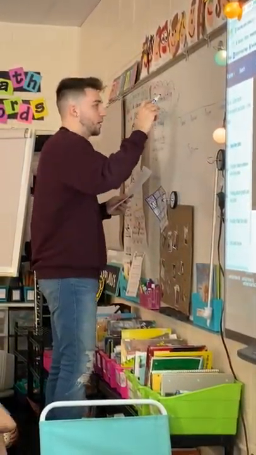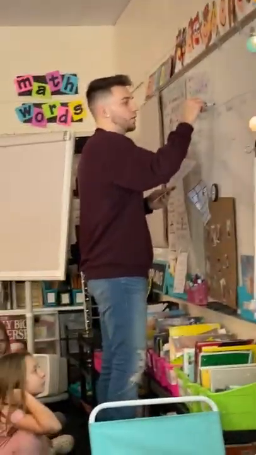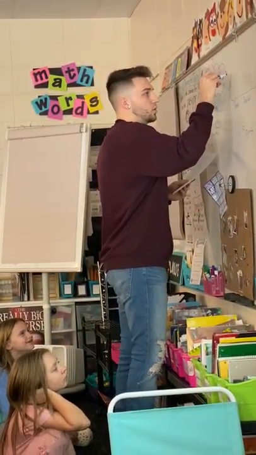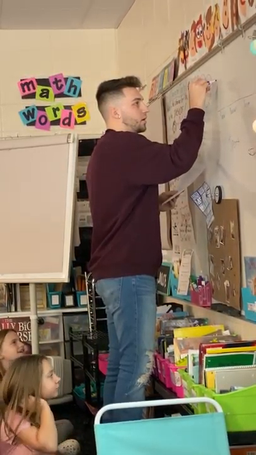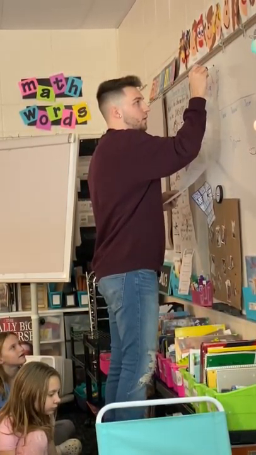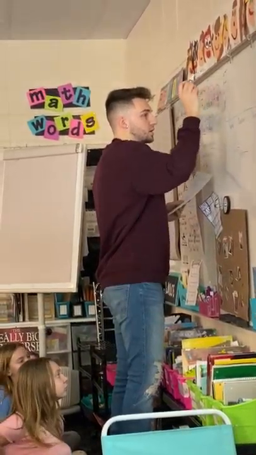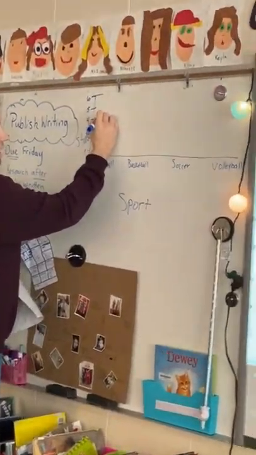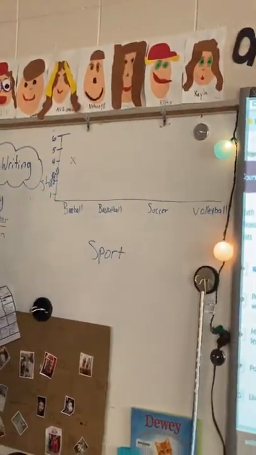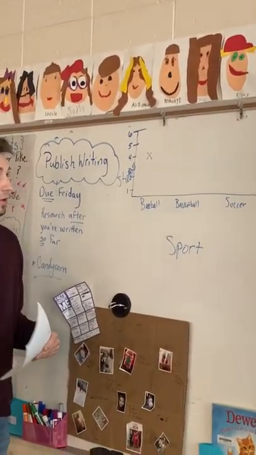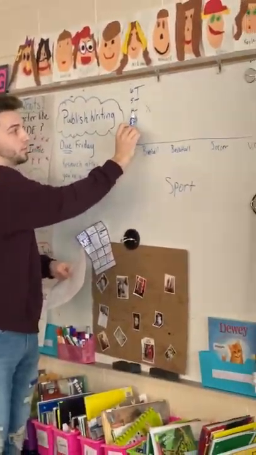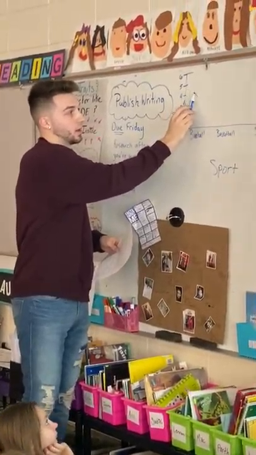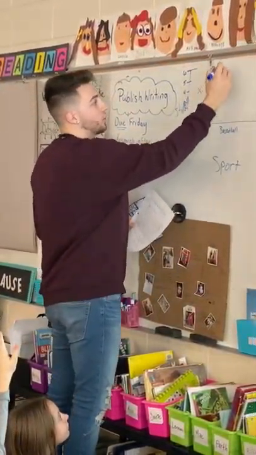Alright, so an example of a line plot is we'll number it off. 1, 2, 3, 4, 5, 6. Okay? So for example, 4 people like baseball. So you find baseball, the number of students that like it, and then you just make a little X. And you guys gotta remember that 1 X equals 1 person, right? So 4 people like baseball. And then basketball, we'll do 6.